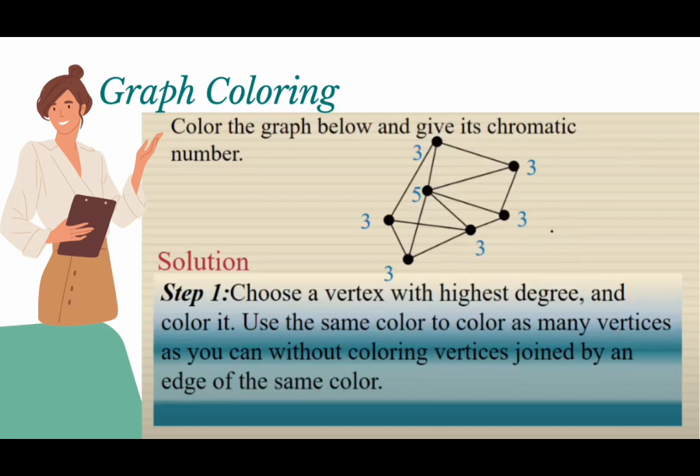Dito, di ba, ang step 1, choose the vertex with the highest degree and color it. Use the same color to color as many vertices as you can without coloring vertices joined by an edge of the same color. Nakikita niyo yung number 5? Bakit 5? Kasi 5 yung nakakonect sa kanya. Okay? Pag tiningnan nyo, 5 ang nakakonect sa kanya. Wait, step by step tayo.